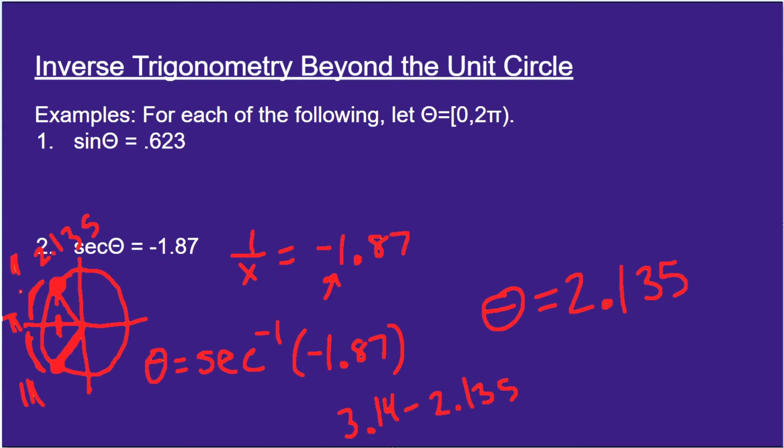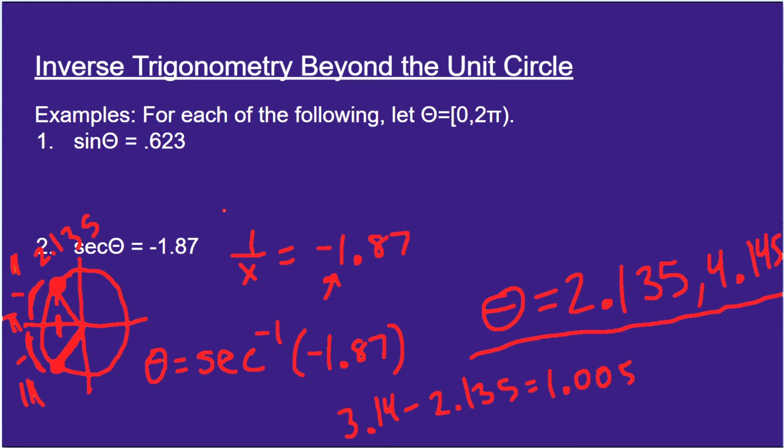That's the gap here. And then I would just add the same gap to pi. So this gap here is equal to 1.005. So I just have to add 1.005 to pi. So my other solution would be 3.14 plus that, which would be 4.145. So that would be one way I could find the second solution.